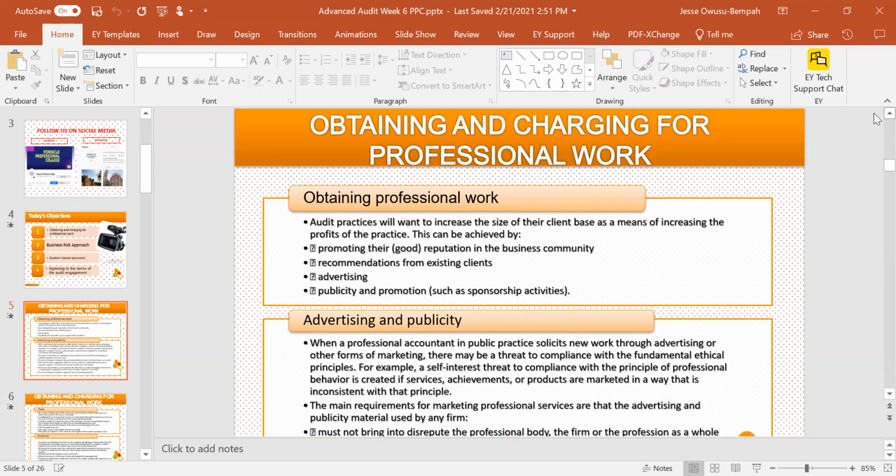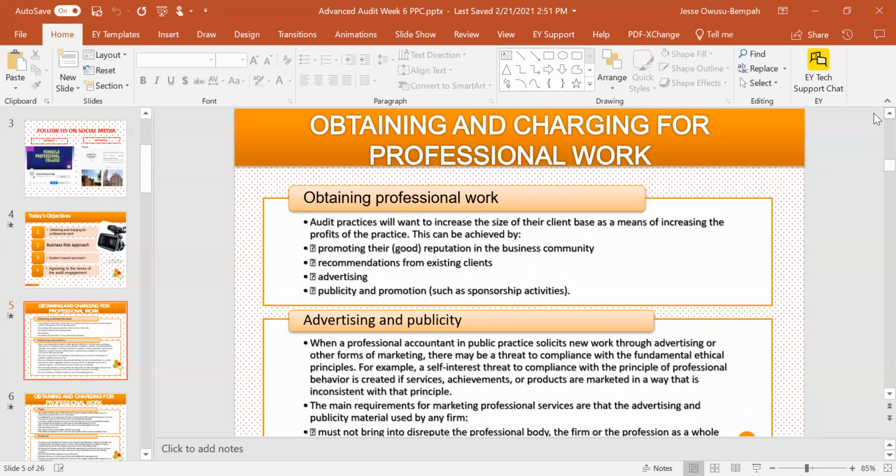Audit practices. One of the things you need to know is that audit practices would want to increase the size of their client base. Audit firms exist also to make some profits, right? They need to increase their client base in order to increase the profits of the practice. And this can be achieved by promoting their reputation in the business community. As they begin to promote their brand in the business community, audit firms get to become well-known. And that helps a lot.